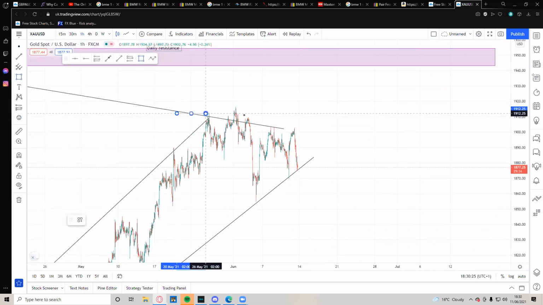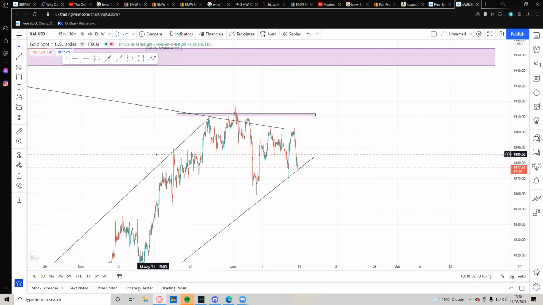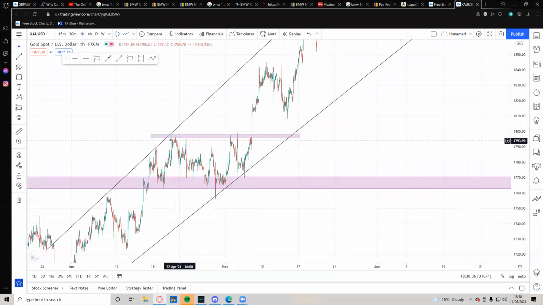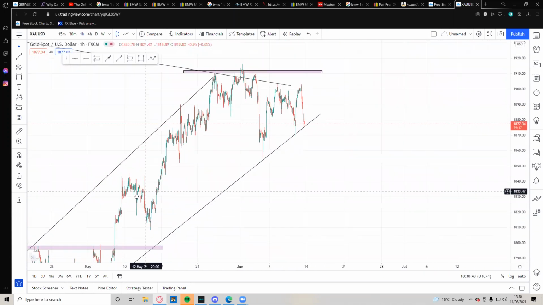And then maybe we've got something over there. Okay, and you just have to play around with these levels. You can see price was respecting here, price was respecting here. So there's obviously an area of support and resistance over there. So again, we're in a bullish trend.